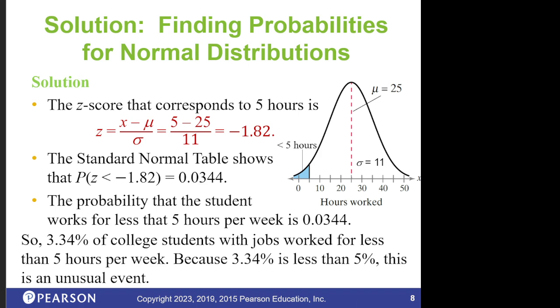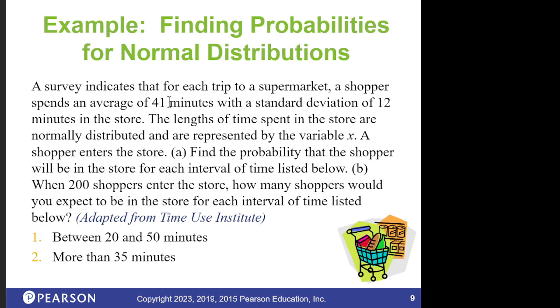Let's look at another. A survey indicates that for each trip to a supermarket, a shopper spends an average of 41 minutes with a standard deviation of 12 minutes in the store. The lengths of time spent in the store are normally distributed and are represented by the variable x. A shopper enters the store. Find the probability that the shopper will be in the store for an interval of time listed below: between 20 and 50 minutes, and more than 35 minutes.